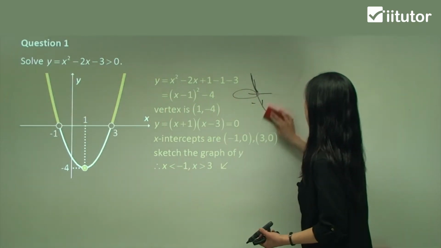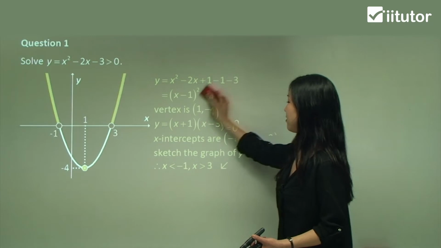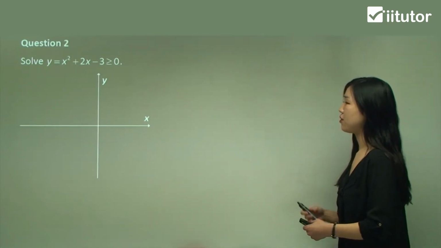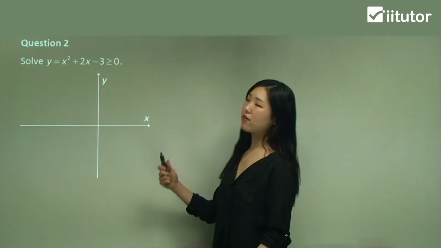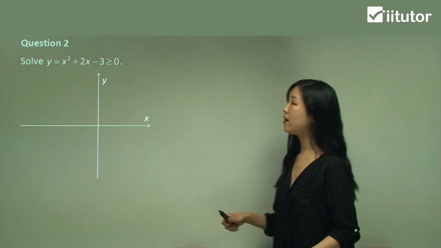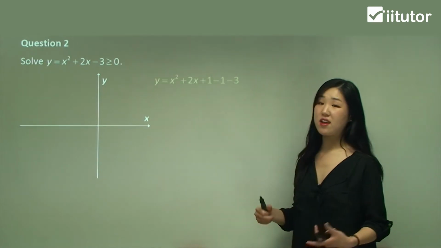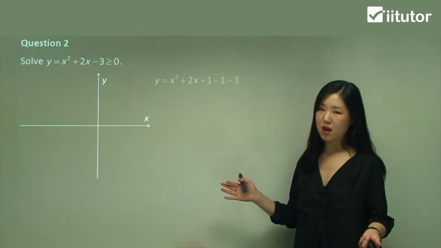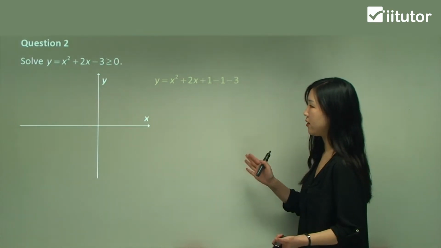Okay, so hopefully that makes you understand what we're doing, because we're going to move on to another question. Question 2. Solve, okay, again, it's a very similar question, but this time we're doing where it's greater than or equal to 0. So again, guys, I'm going to start by finding the vertex by completing the square. But again, guys, you can just neglect this step. I'm just doing it to show where it locates.